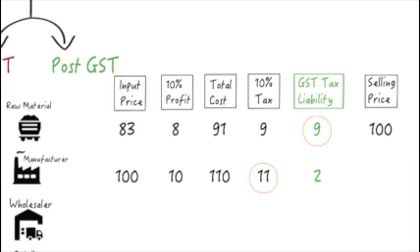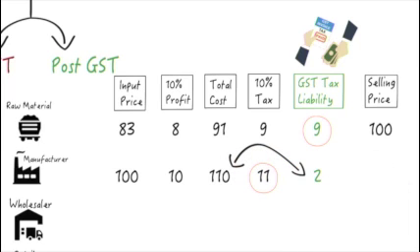In GST, there is a way to claim credit for tax paid in acquiring input. What happens in this case is, the individual who has paid a tax already can claim credit for this tax when he submits his taxes. Hence, he adds only 2 rupees to his cost of 110 rupees, which makes the selling price 112 rupees.